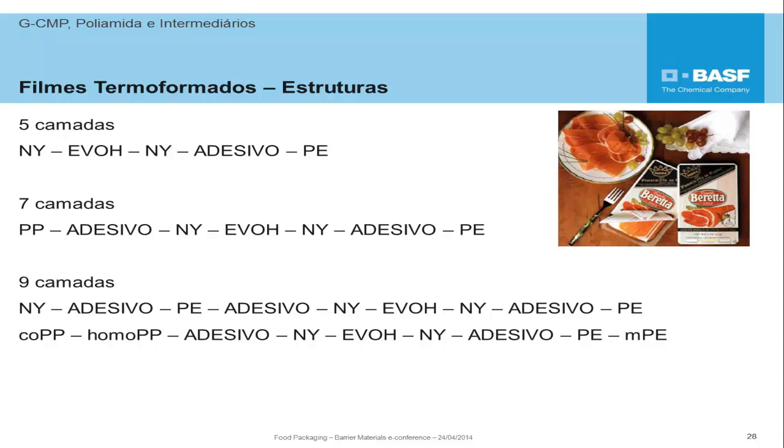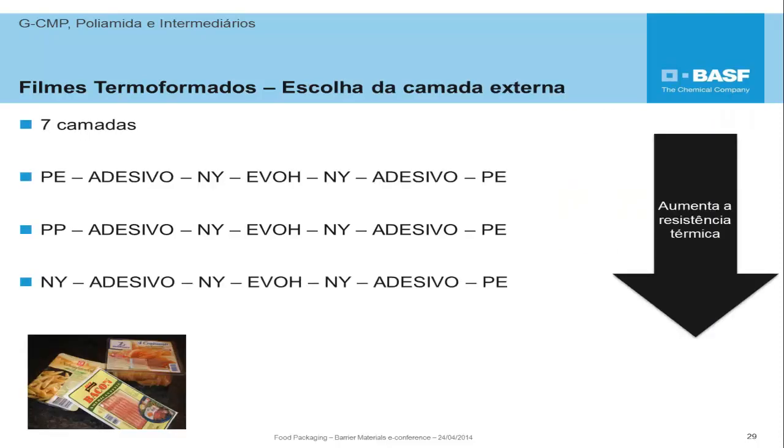Slide 29. Here we have some examples of 7 to 9 layer films for thermoforming application. On the right side stands the increased thermal resistance, starting from materials on the internal side, from polyethylene, polypropylene to nylon. The inside layer is the layer in contact with the mold. The material on the external side, which is the side of sealing, is always polyethylene.